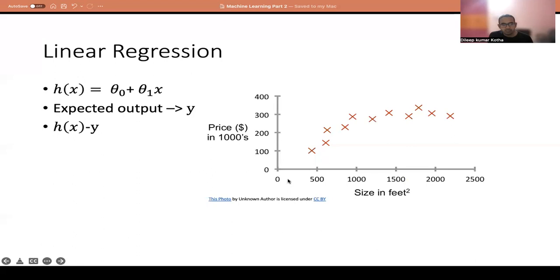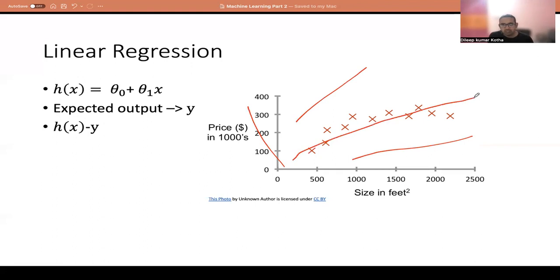And if we try to fit a straight line into it, let's just try some straight lines. If you put a straight line like this, it doesn't fit our data. If you put a straight line like this, it doesn't fit our data. But if you fit a straight line like this, sorry, these don't look like straight lines, but assume these are straight lines, this almost neatly fits our data.